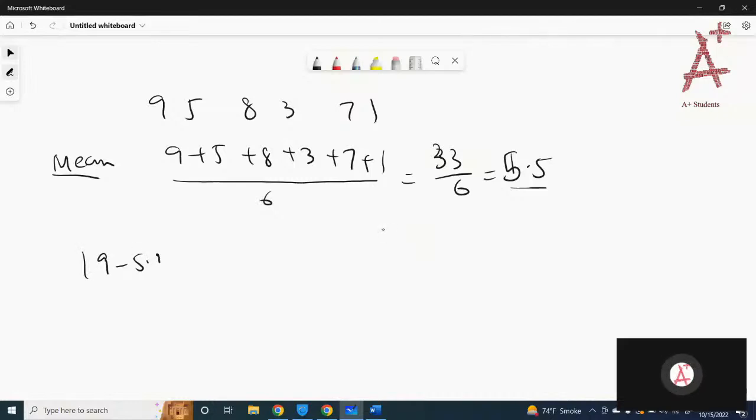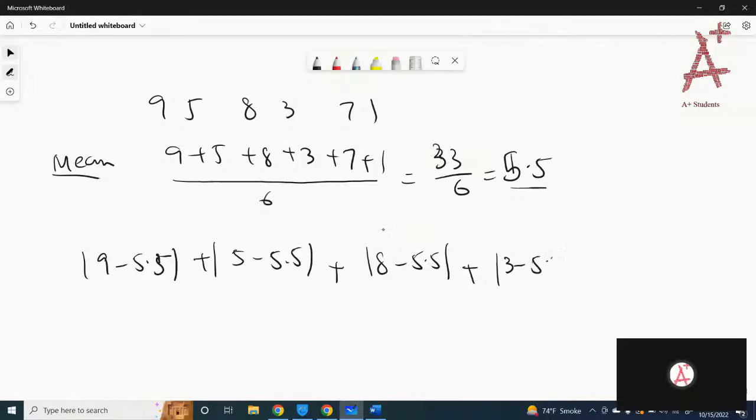Got it? Now subtract the 5.5 from every value. 9 minus 5.5 plus 5 minus 5.5 plus 8 minus 5.5 plus 3 minus 5.5. That's why we have to calculate the absolute values. Got it? 1 minus 5.5. Got it? Now let's just subtract them and add them.